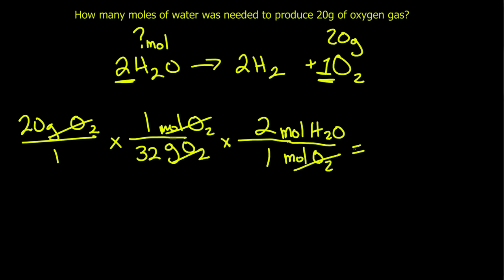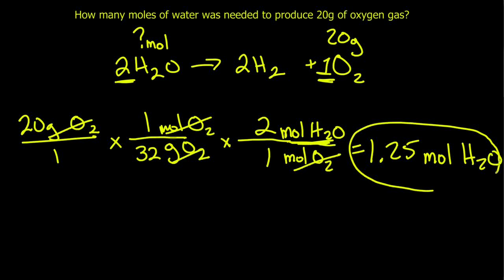So this is my mathematical string for my dimensional analysis. So let's figure it out. So I got 20 times 1 divided by 32 times 2 divided by 1 is 1.25. 1.25, but 1.25 what? Well, the only unit left over is this moles of H2O. So I stick that on the end, circle my answer. I always recommend in the future double checking your work.